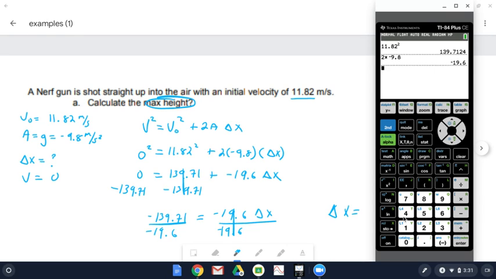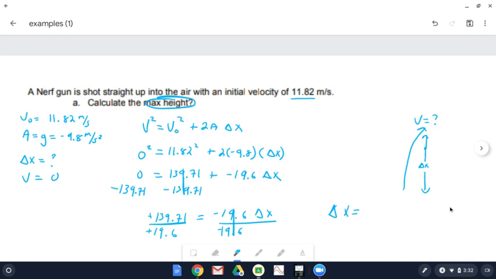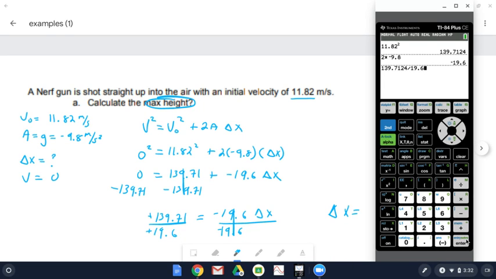So I'm going to go ahead and take 139.7124. I'm going to take the whole number. I'm going to divide that by 19.6. You may be thinking, well, what about the negatives, right? When we're dividing a negative by a negative, they will in fact disappear right here and here. So I didn't include them in my calculator this time. If you did, that's fine. It will work out exactly the same.